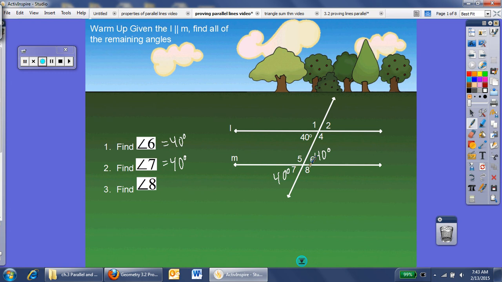And lastly, we need to find the measure of angle 8. Notice that angle 7 and 8 are supplementary. Also, angle 6 and 8 are supplementary since they form a straight angle. When you look at these two, this is 180 degrees. Therefore, 180 minus 40 is 140 degrees. So angle 8 must be 140 degrees, so that 7 and 8 together are supplementary.